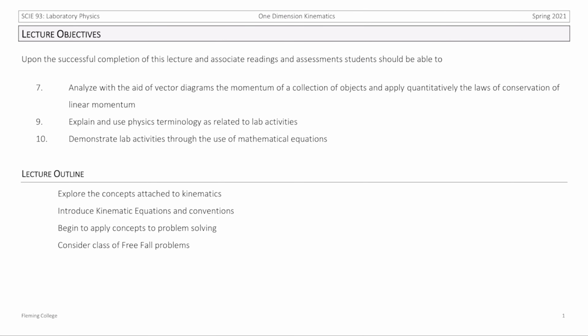This lecture, we're going to look at kinematics in one dimension. Looking at the learning outcomes, we're going to try to concentrate on vector diagrams, mostly by understanding what vectors are. For everything else, the outline will go that we're going to explore the concepts attached to kinematics, which is a way of referring to motion. We'll introduce the kinematic equations and the conventions for using them. We'll begin to apply concepts to problem solving, and we'll consider a specific class of problems known as free-fall problems.